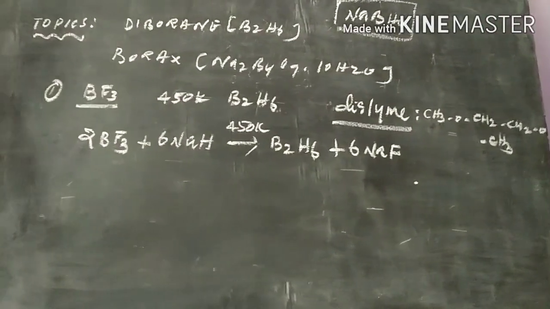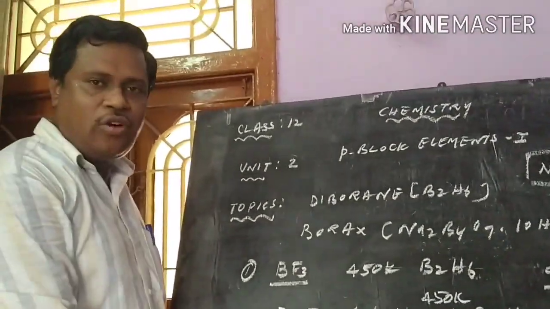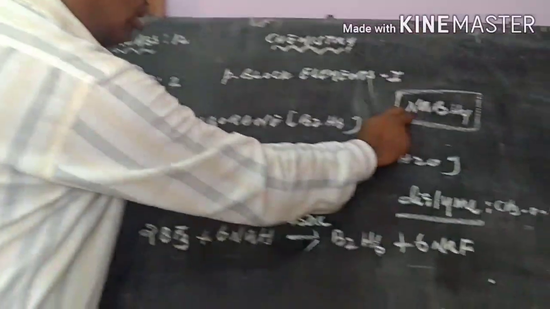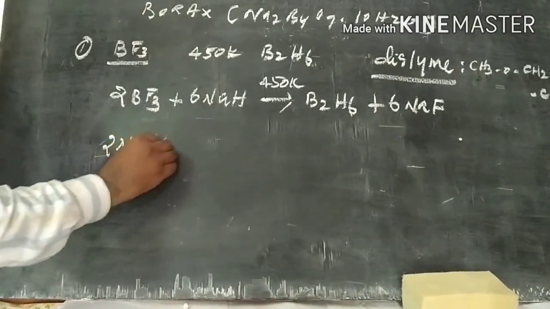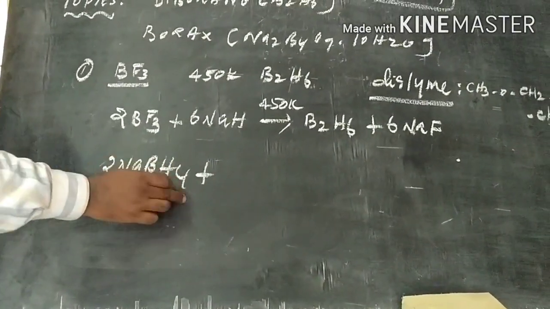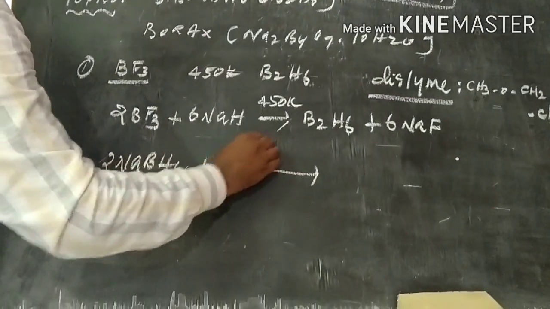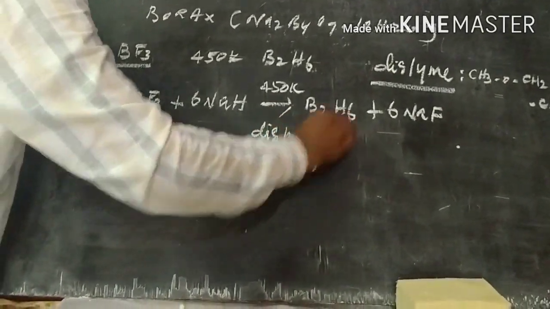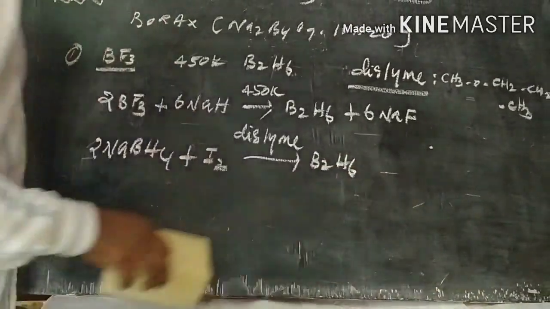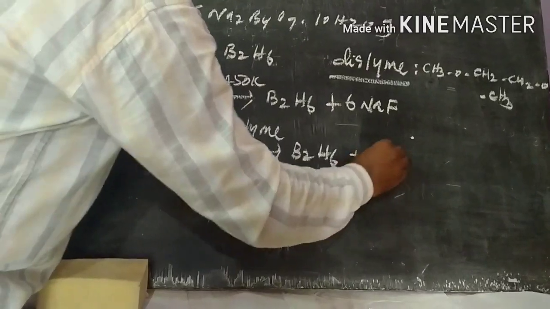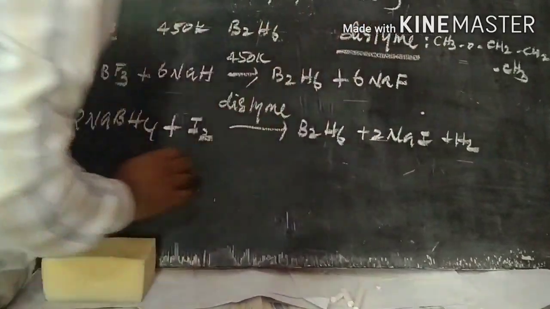Diborane can also be obtained in small quantities by the reaction of iodine with sodium borohydride, NaBH4. So 2 moles of sodium borohydride react with iodine in presence of diglyme. Diborane is obtained, and 2 moles of sodium iodide, and hydrogen gas is evolved.